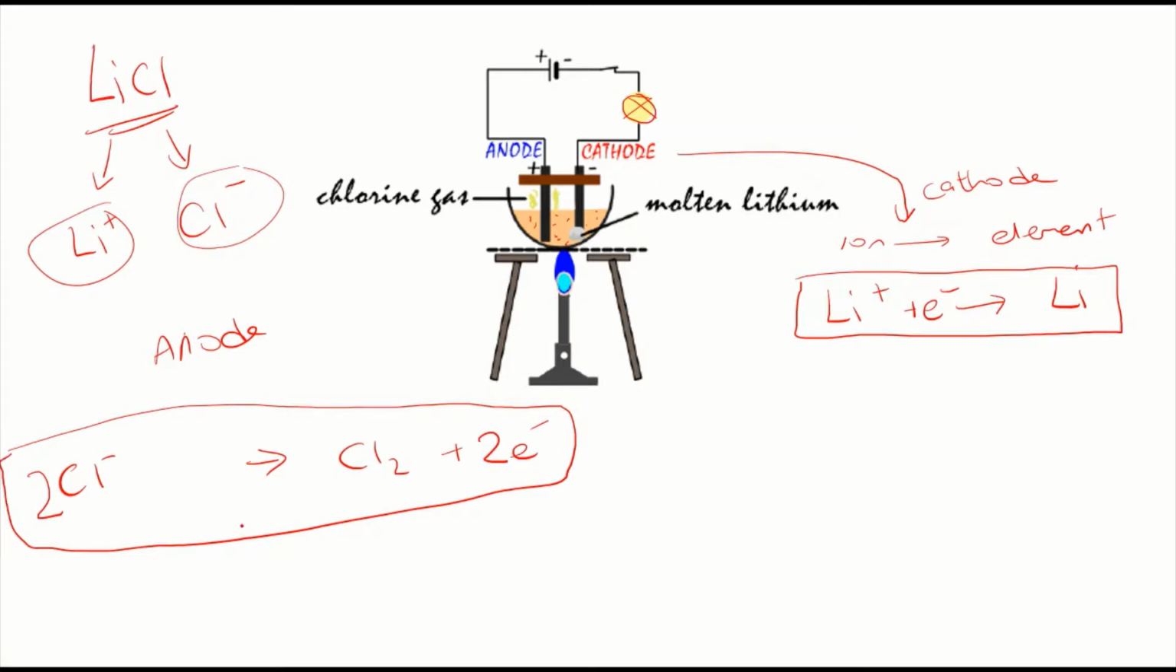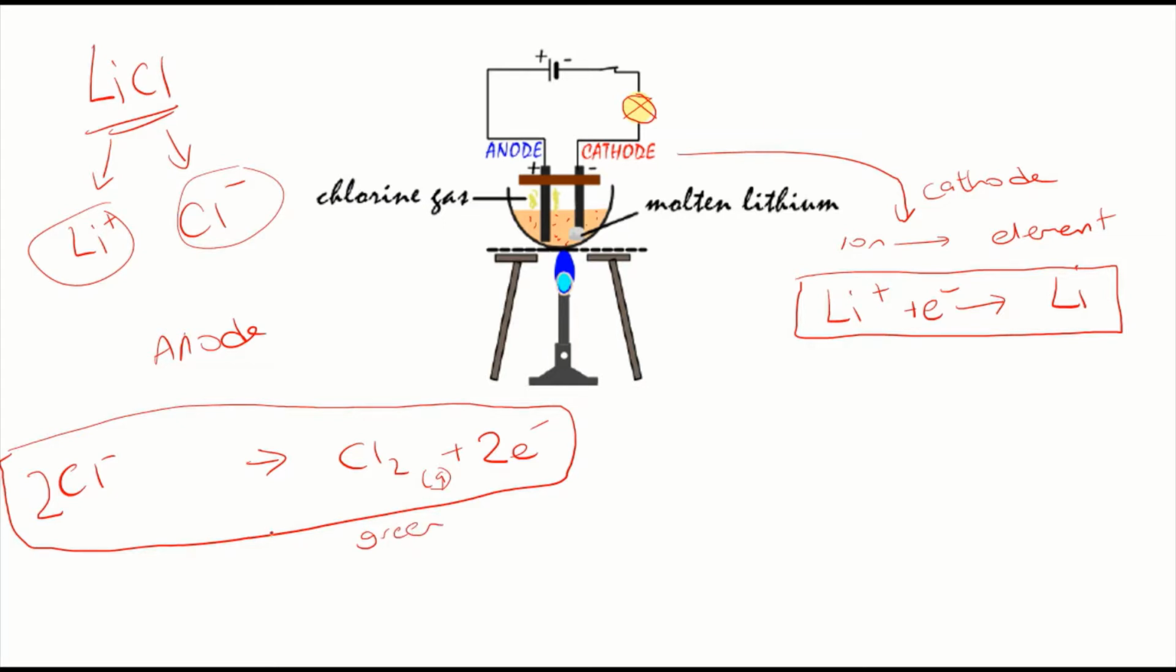So let's just check that we've got this balanced for numbers. So we've got 2 chlorines, and check we've got it balanced for charge. On this side of the equation, we've got 2 minus charges, and on this side we've got 2 minus charges. So it says here on page 6, at the anode green chlorine gas is observed. So this is going to be a gas and it's going to be green because it's chlorine gas. Remember learning about that in year 10.